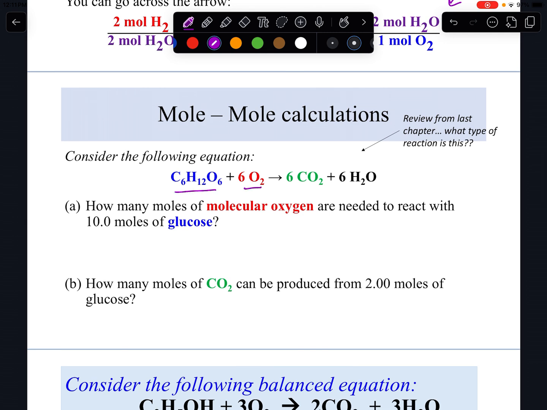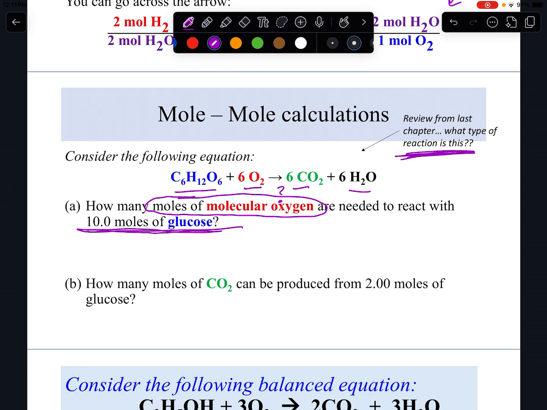So here we go. We have a reaction, glucose and O2 creating CO2 and H2O. As a review from last chapter, what type of reaction is this? It is a combustion reaction. And so we're going to first approach this problem of how many moles of molecular oxygen, so I like to circle what I'm trying to find, and I like to put a little question mark here, are needed to react with 10 moles of glucose.